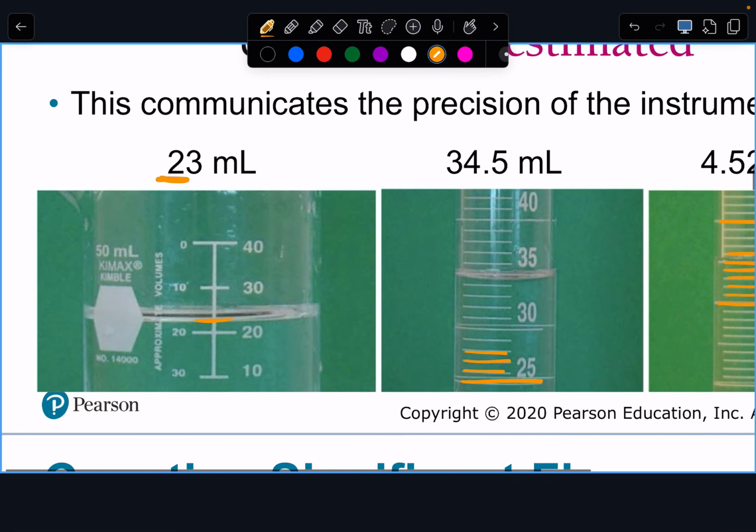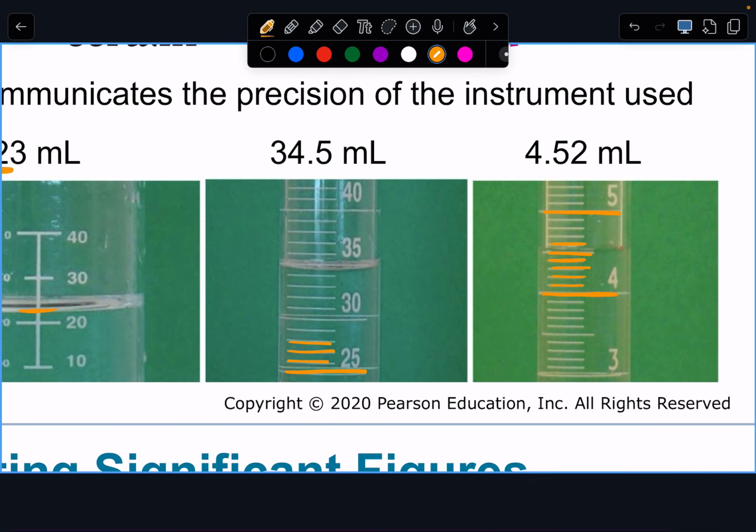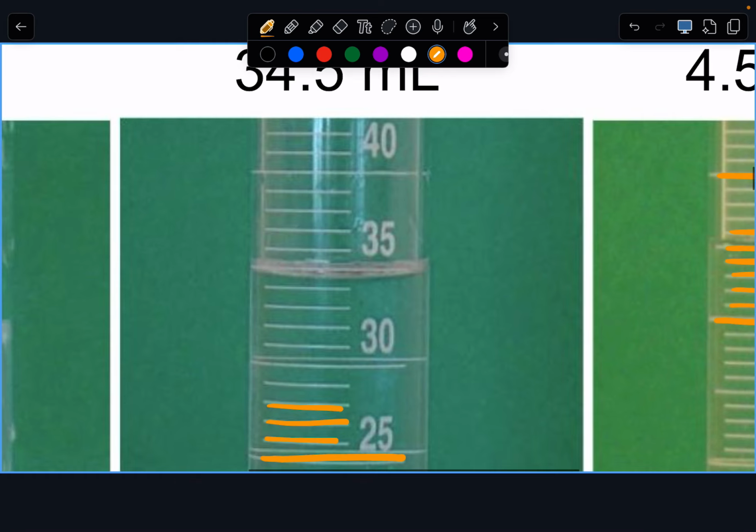Okay, let's look at these last two examples and make sure that they make sense why they're reported this way. So the 34.5, let me zoom in on that. So here's our water level, and this was 34, and this line was 35. Okay, so 30 is down here, 1, 2, 3, 4, 5.